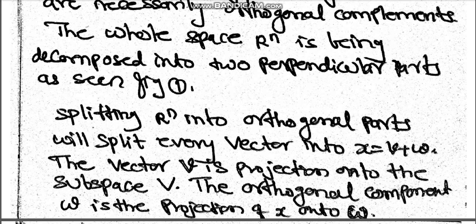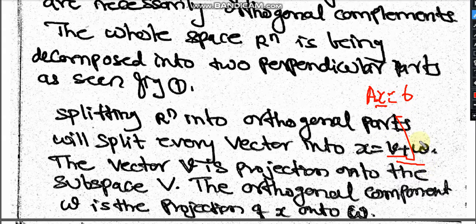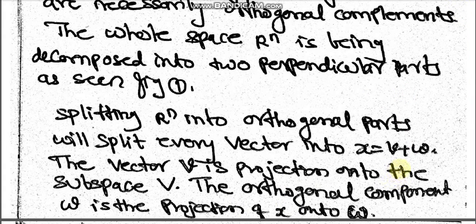So you can have the orthogonal parts, and we can split them into V and W. In terms of matrices, you will have Ax, and Ax equals b is our equation. So this x, in terms of orthogonality, when we are talking about orthogonal vectors, can be split into V plus W. V is the projection into the subspace V, and W, the orthogonal complement, is the projection of x onto W. So here you have two vectors: V is just a vector in subspace V, and W is the projection of x onto the orthogonal complement.